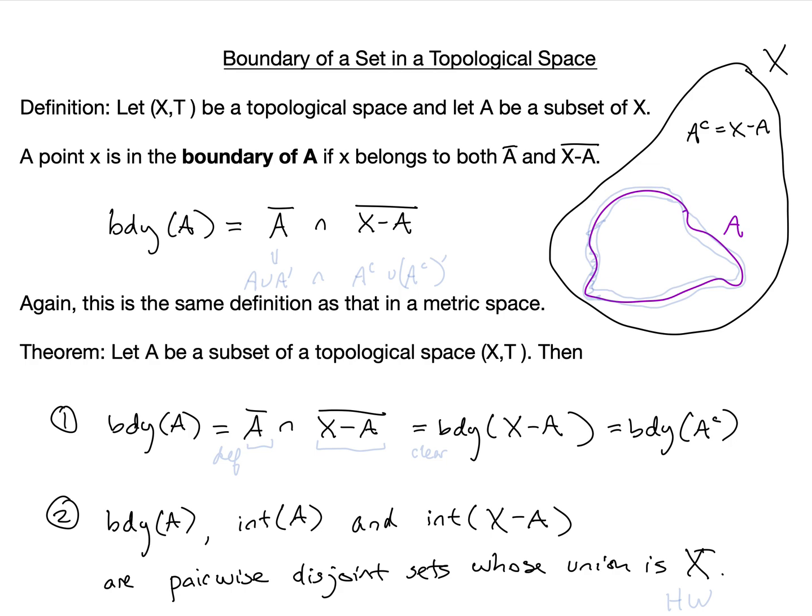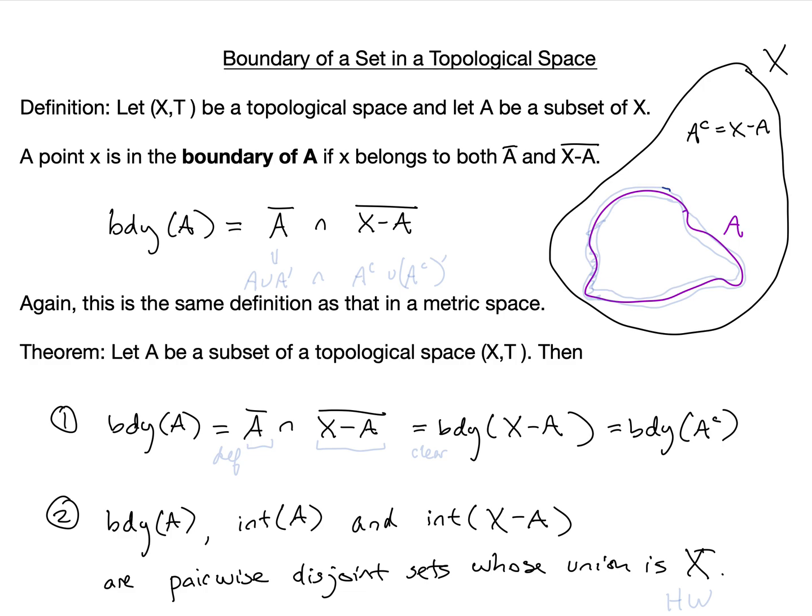In this video, we're going to discuss the boundary of a set in a topological space. Here's our definition. Let (X, τ) be a topological space and let A be a subset of X. A point x is in the boundary of the set A if x belongs to both A closure and X minus A closure, or in other words, A complement closure.